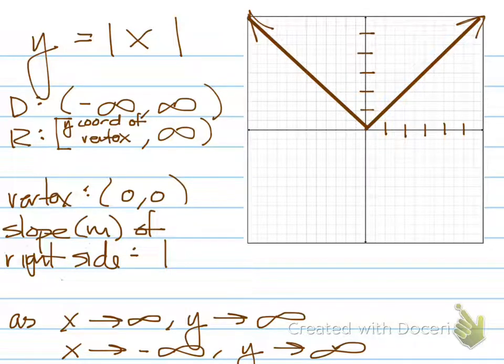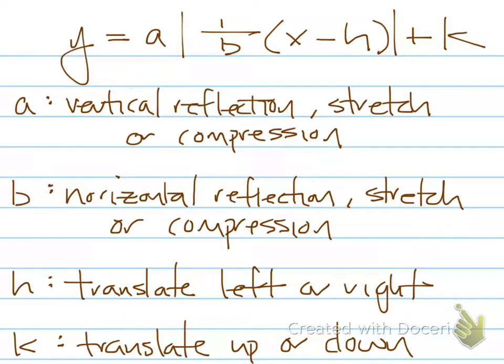The range is going to be the y-coordinate of the vertex to either positive or negative infinity, depending on whether the arrows are pointing up or down. The vertex for the parent graph is going to be 0, 0. The slope of the right side for the parent graph is 1. As x goes to the right, y goes up, so positive infinity. As x goes to the left, y continues to go up, positive infinity. The a, b, h, and k still perform the same transformations as the other functions.